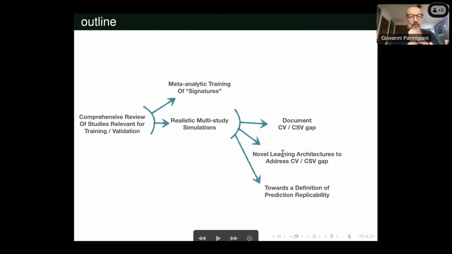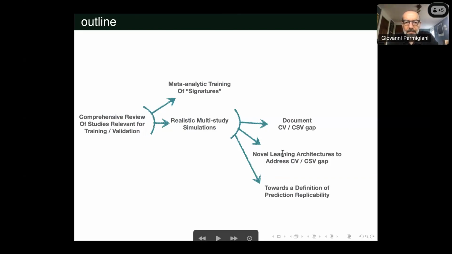So just a bit of a quick roadmap. I'm going to start with telling you a little bit about a comprehensive review of studies that are relevant for the joint training and validation of prognostic algorithms. Specifically, algorithms for prognosticating survival of ovarian cancer patients using gene expression data.